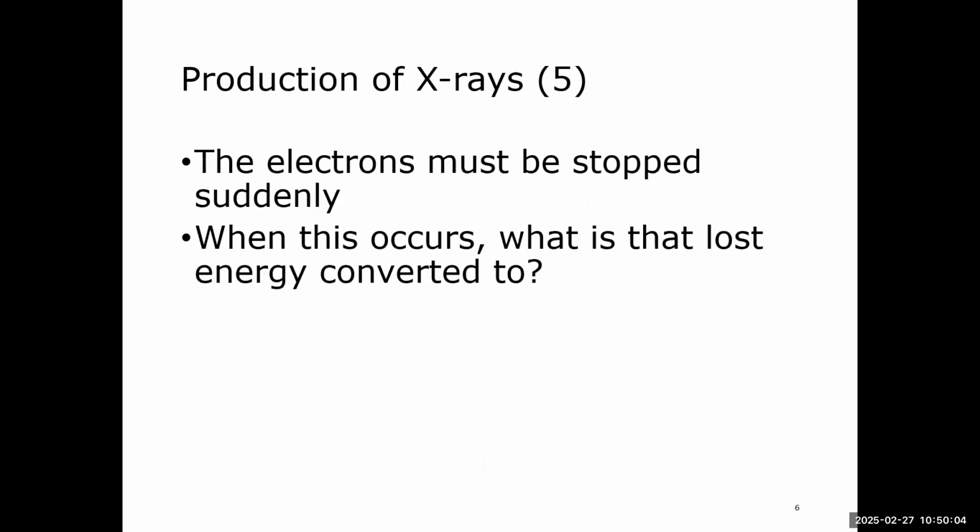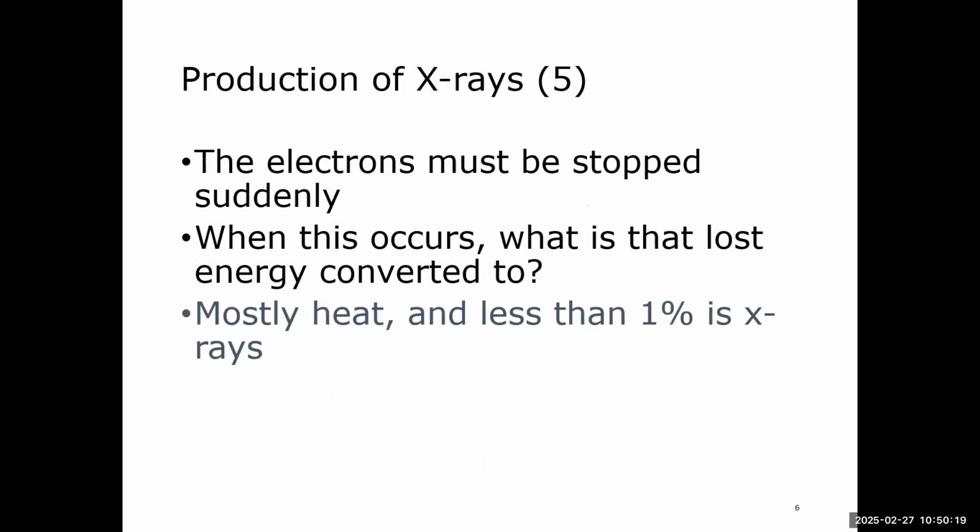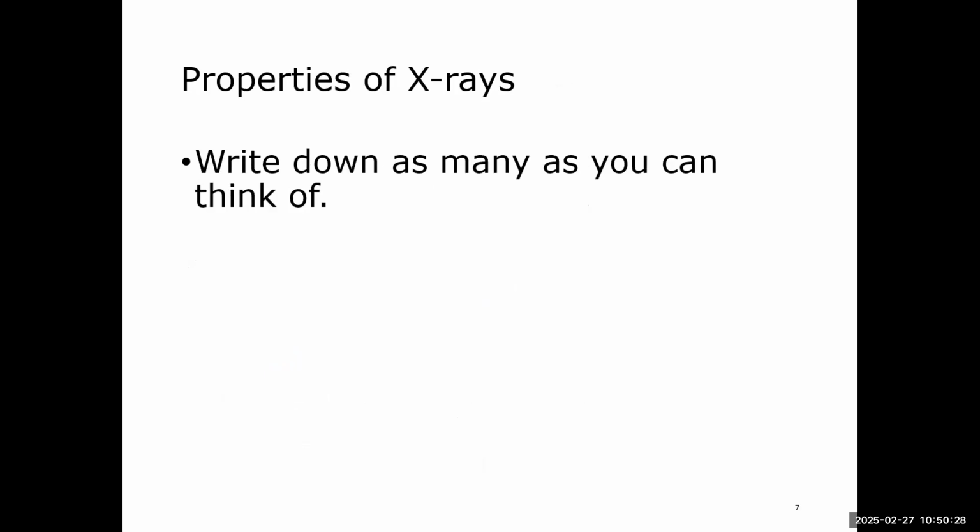Okay. And then the electrons must be stopped suddenly. When this occurs, what is that lost energy converted to? Mostly what? Heat. Mostly heat. Very little actual X-ray, right? So it's not very efficient, but it is what it is. It hasn't been able to be improved upon in all of these years. So most of that energy is converted to heat. That's why we have the insulating oil and the tube housing and those things to help protect us from the amount of heat that's created from that.